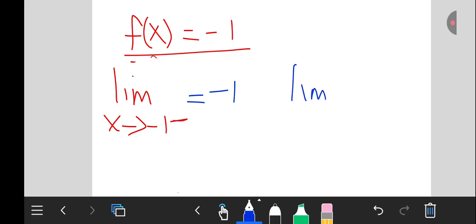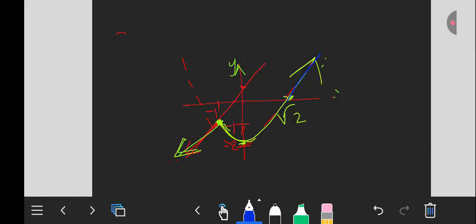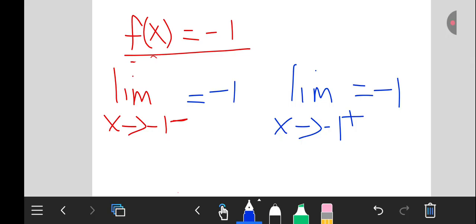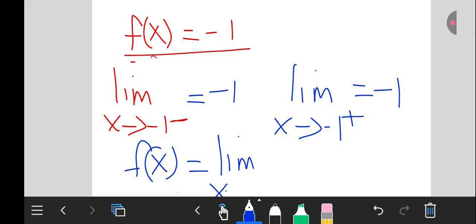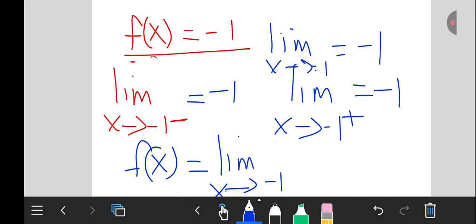What about the limit from the positive axis? The limit as x is approaching negative 1 from the positive or from the right side. So we follow this graph, we come with it approaching negative 1. It is still giving us negative 1 even from the right. So that is the limit. Then we see that the f of x, it gave us negative 1. It is equal to the limit as x is approaching negative 1. From both sides, the limits, we're just going to conclude that the limit as x is approaching negative 1 is just negative 1. And we see that f of x is equal to the limit as x approaches negative 1.